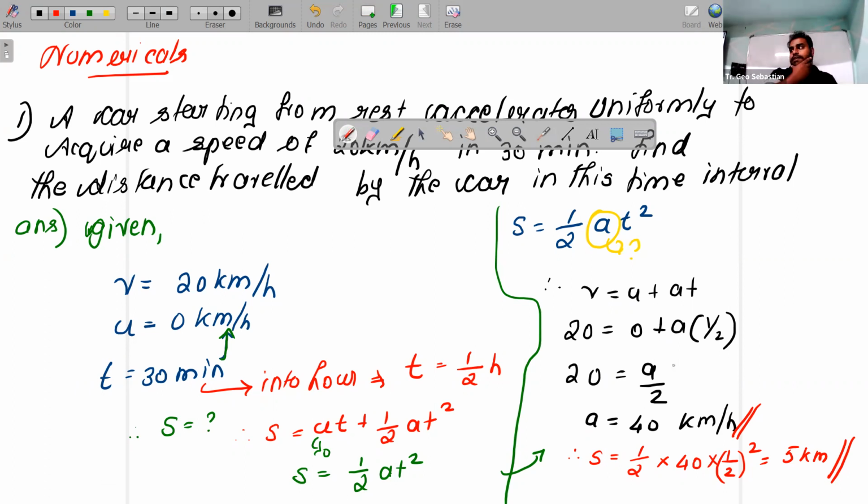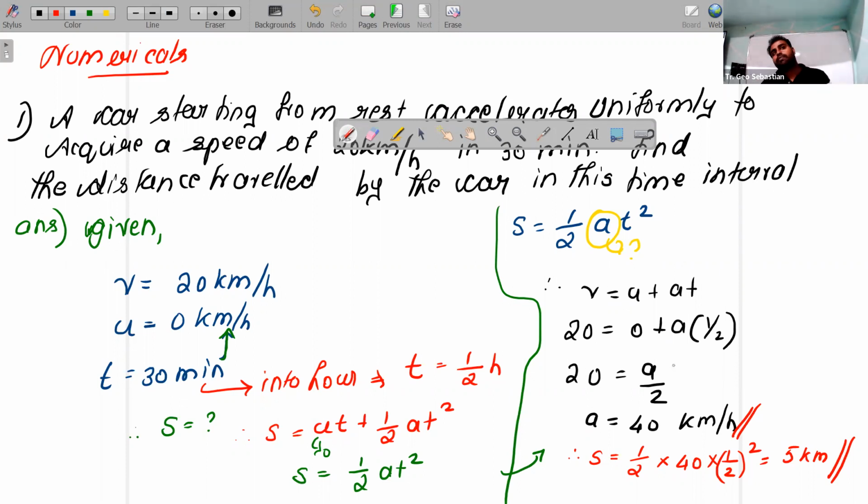Now they asked you to find the distance. So we have only one equation for that: s is equal to ut plus half at square. We understood initial velocity is 0, so u is equal to 0. So the formula will be s is equal to half at square. But we didn't get the value of a. For that, we use the other equation of motion, that is v is equal to u plus at. From that equation, I got a is equal to 40 kilometer per hour. Now directly I'm substituting in s is equal to half at square. The a value also we have. Finally, we got it as 5 kilometer.